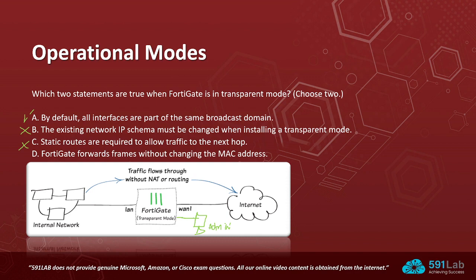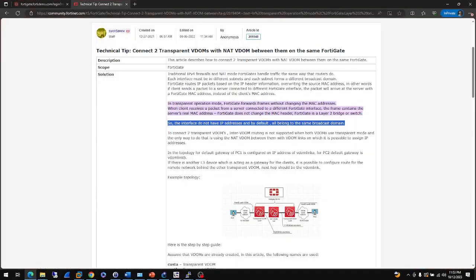And the next one says that FortiGates forward frames without changing the MAC address. That is true because, as I told you, this FortiGate is in transparent mode and it doesn't change anything that goes through the FortiGate. And let's see some official documentation to confirm that concept.